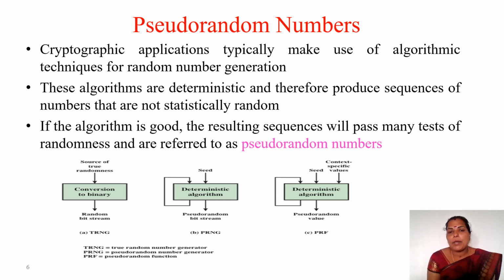And in the pseudo random number generator, we give the input as a seed. Seed means an initial value, and that seed is generated using the true random number generator. Then we generate the pseudo bit stream. Here we have the up arrow, so each and every time that value is again passed on to the deterministic algorithm, and again we generate pseudo random numbers. And in the pseudo random function, in addition to the seed, we have context specific values. That is, we are generating a value for some specific purpose. So in order to create a session key for some specific purpose, we generate a random number. That is the pseudo random function. Let us see one by one.